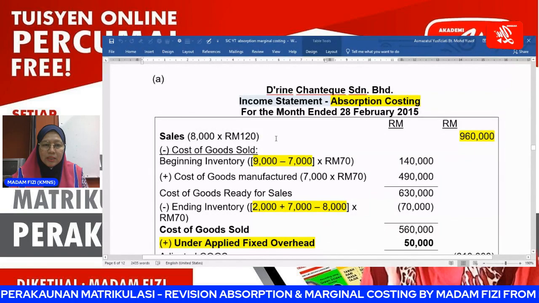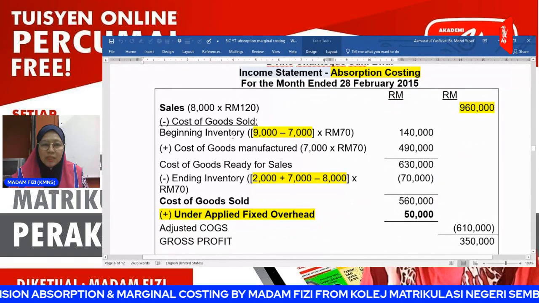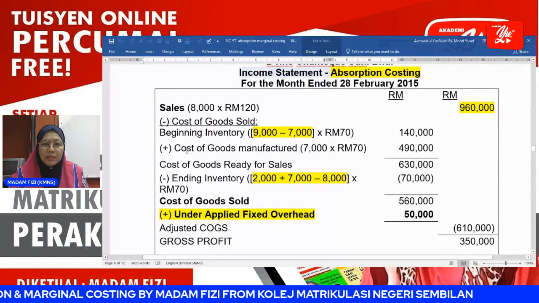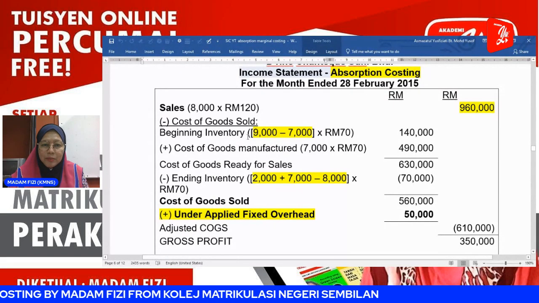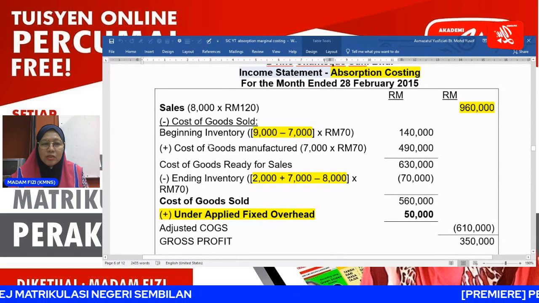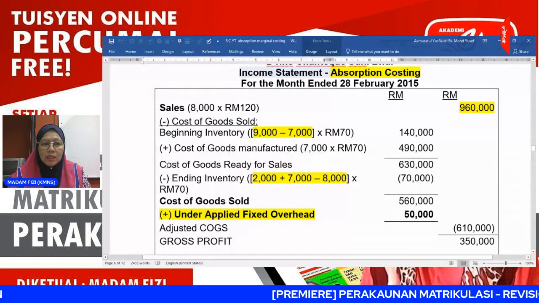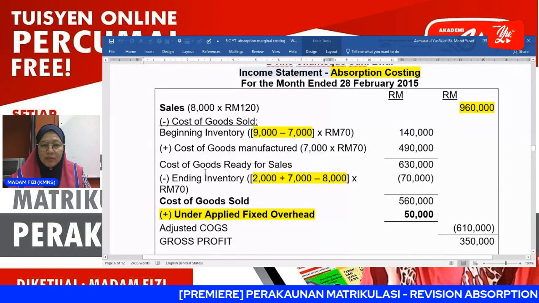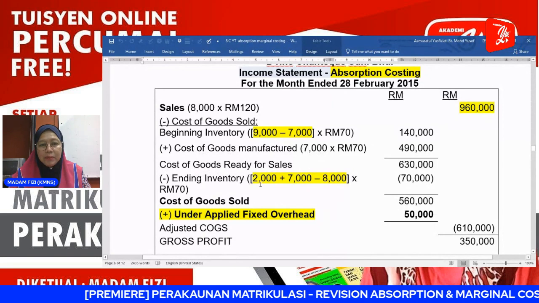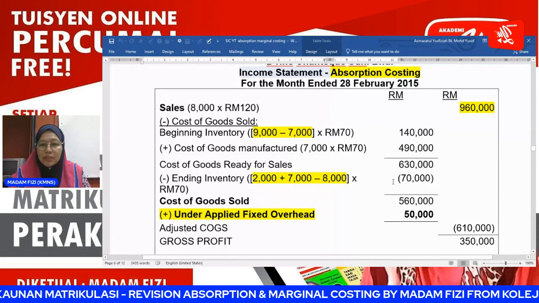Please show your workings. Minus the cost of goods sold. Cost of goods sold: beginning inventory plus, Madam already explained just now how to get the beginning inventory units. Okay, plus the cost of goods manufactured, 7,000. Okay, and then minus ending inventory. Madam also explained just now how to get the ending inventory units. Okay, so equals to 70,000.